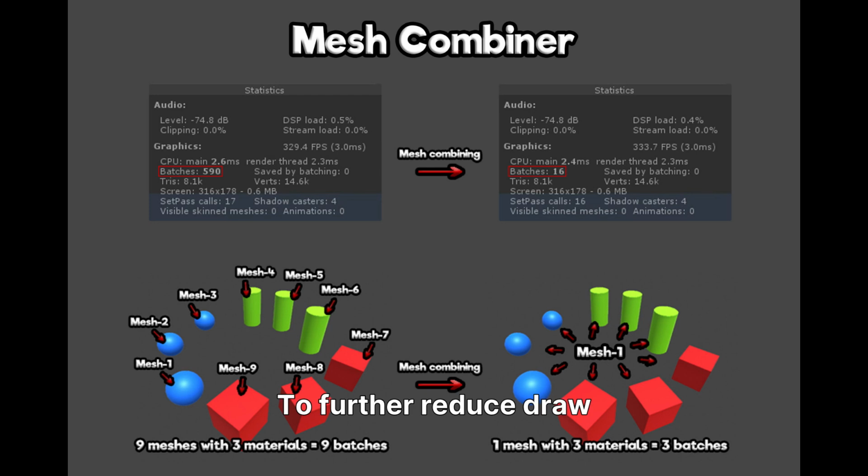To further reduce draw calls and improve rendering performance, combine multiple small objects into a single mesh, ensuring that each combined mesh has several hundred triangles and uses only one material for the entire mesh. This technique minimizes the number of times the GPU has to switch materials and render separate objects.